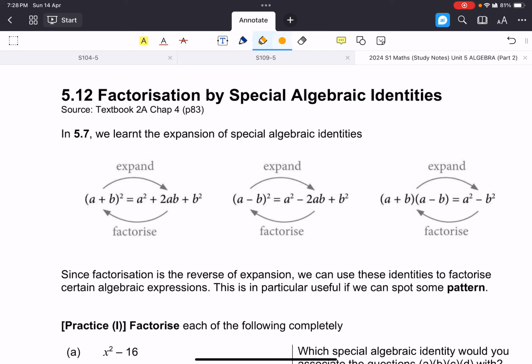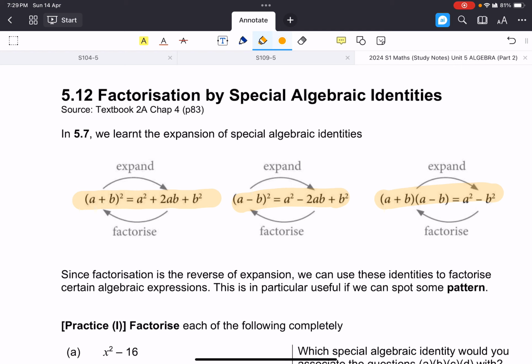We know that if we have a plus b squared, they expand out to a squared plus 2ab plus b squared, right? Similarly, if we subtract, it will look like this. The 2ab portion gets reversed. And when we expand one with a plus b, the other one a minus b, the product of the difference, we get a squared minus b squared. So if this is true, then the reverse process must be true.